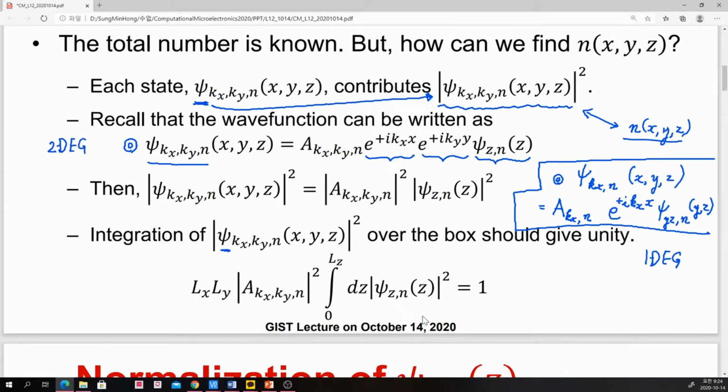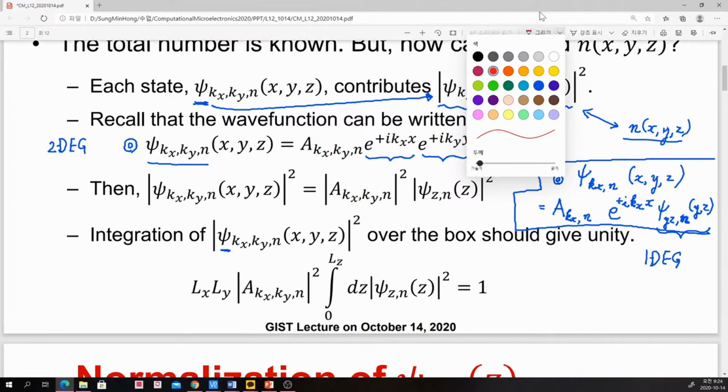We have plane waves along x direction and y direction, and in 1D electron gas we have only an x-directional plane wave, and for y direction and z direction we have just a confined state, and they are all merged into subband index n. The next procedure is quite simple.